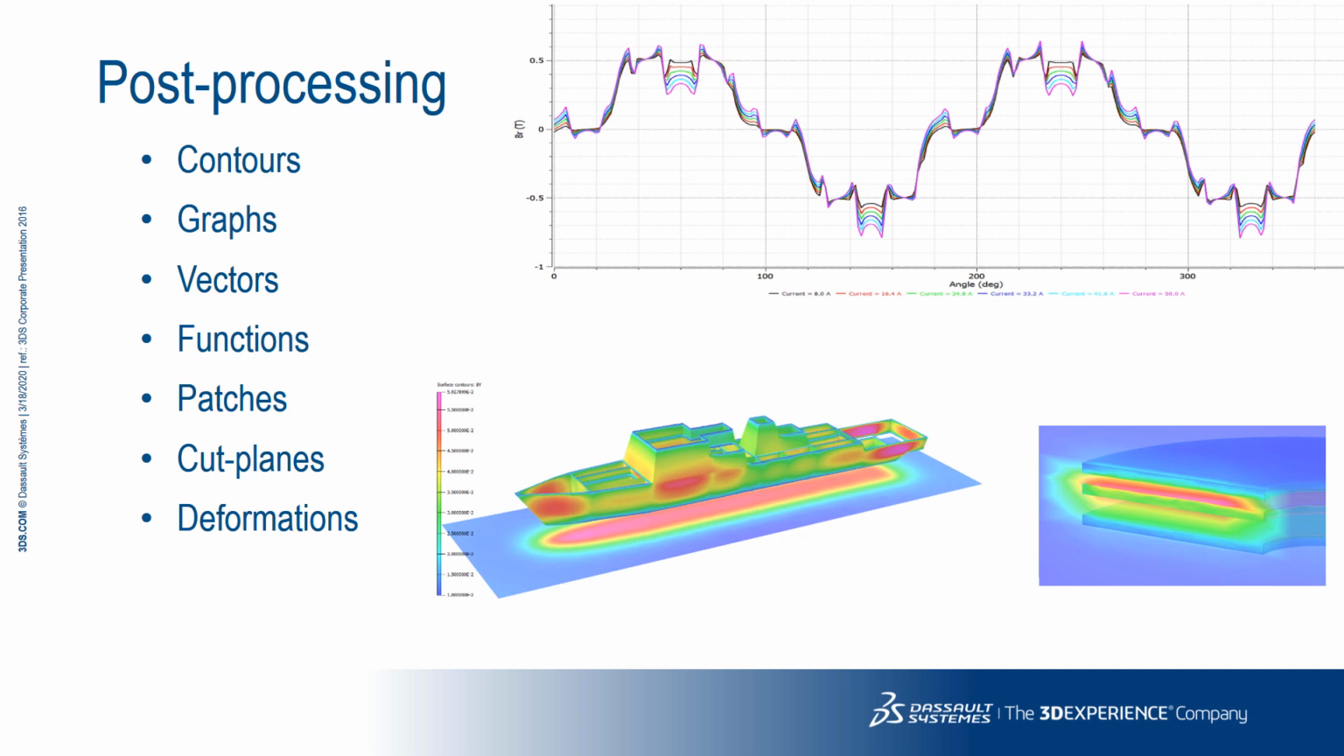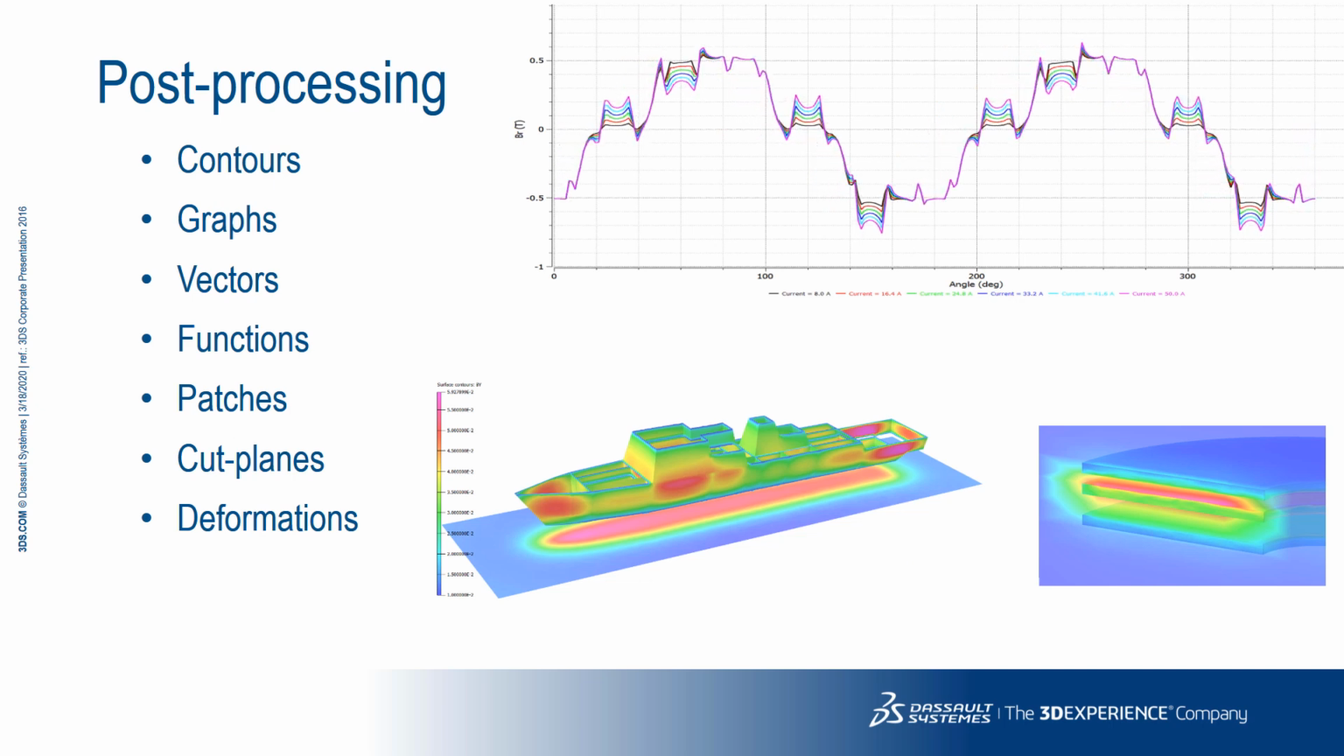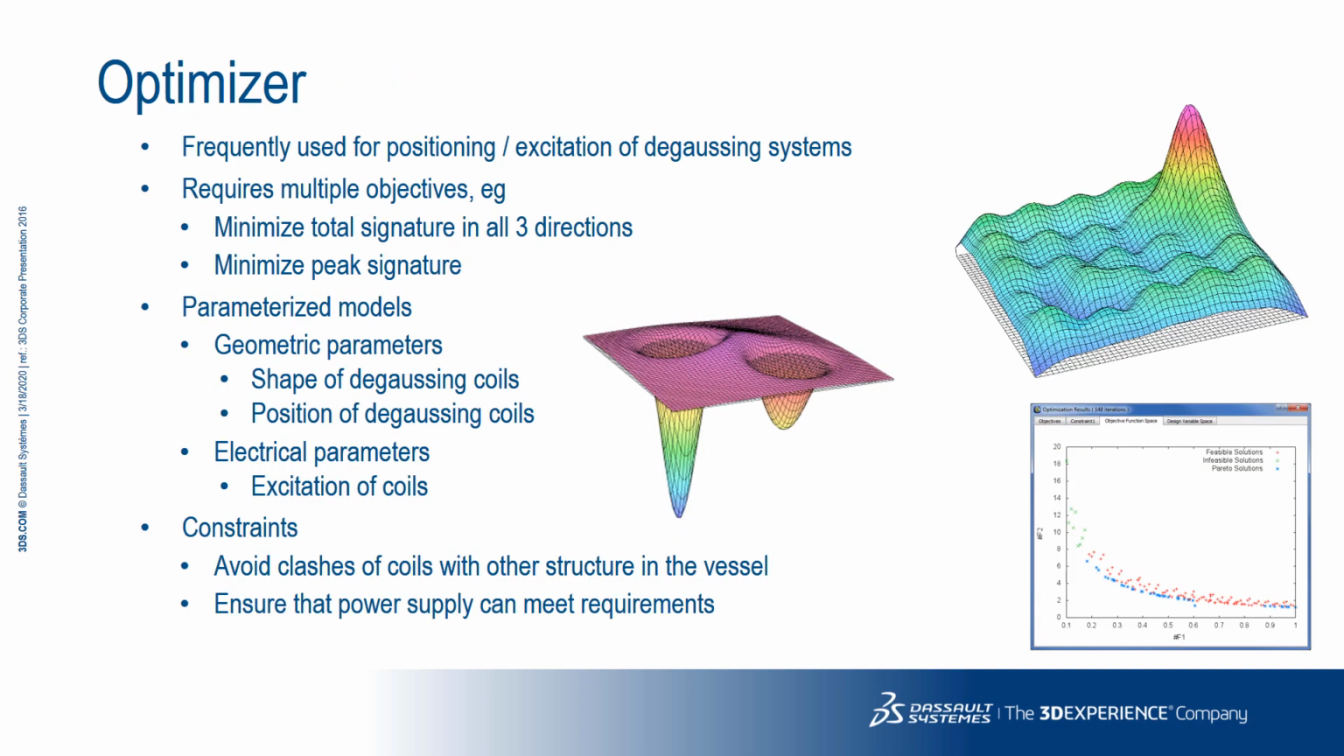Opera's post-processor offers the user all of the functionality necessary to make informed design decisions from interrogation of the results database. It offers, amongst other things, contours, graphs, vectors, patches, cut planes, and deformed shapes. The Opera Optimizer is a software tool which can assist users in achieving optimal designs. Optimization problems can be set in minutes, and the computer left to work out the best solution for one or multiple goals. That's a brief overview of Opera. Now we'll go on to look at marine applications and capabilities in more detail.